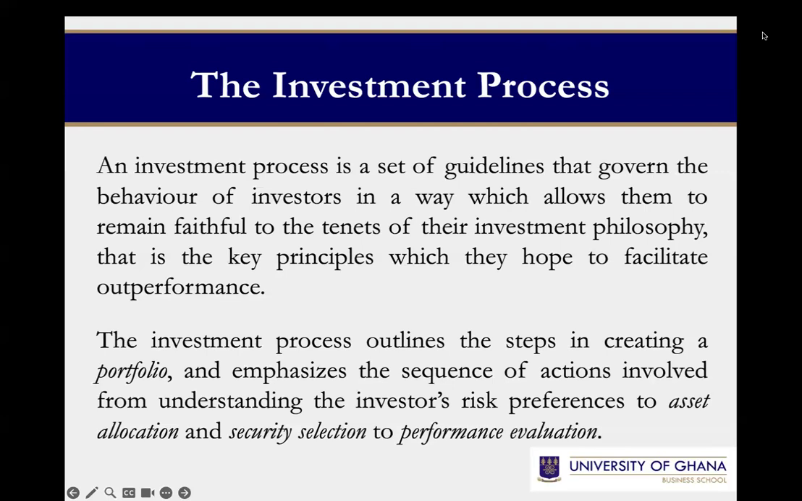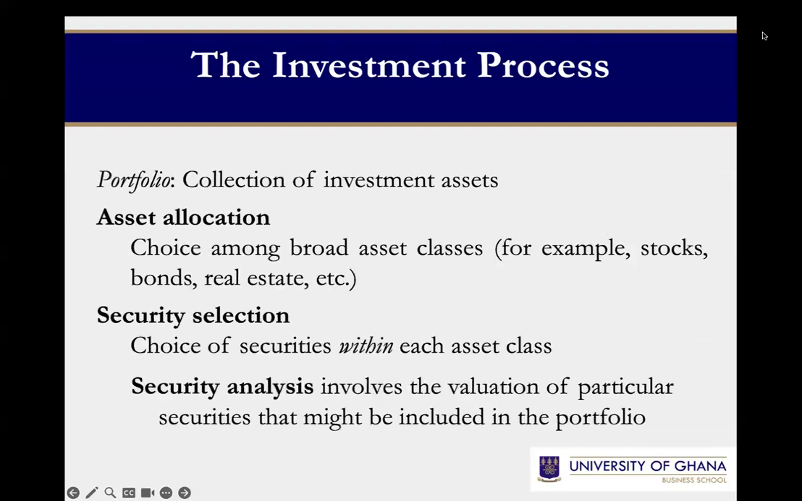Now, to be able to go through that investment process, it is important first to understand the parameters. What is a portfolio? A portfolio is typically a basket of investment assets, or as you like to call it, a collection of investment assets. Now, when we get into the field of asset allocation, the idea is to be choosing among a broad set of asset classes. That is, whether you're working within stocks, bonds, real estate. Now, that's the choice among broad asset classes.